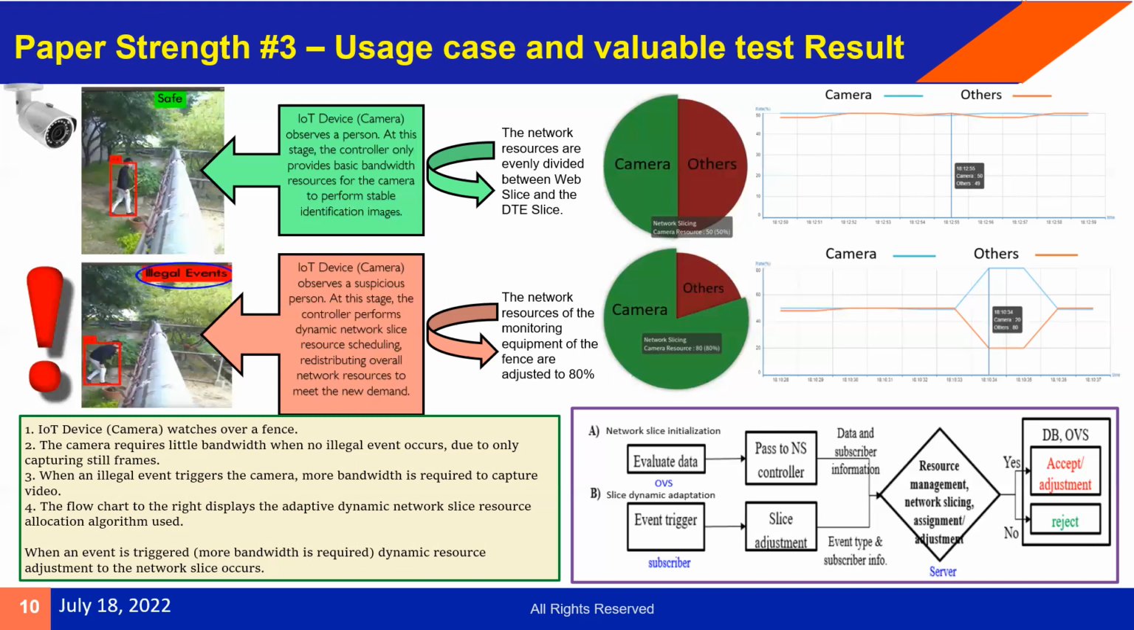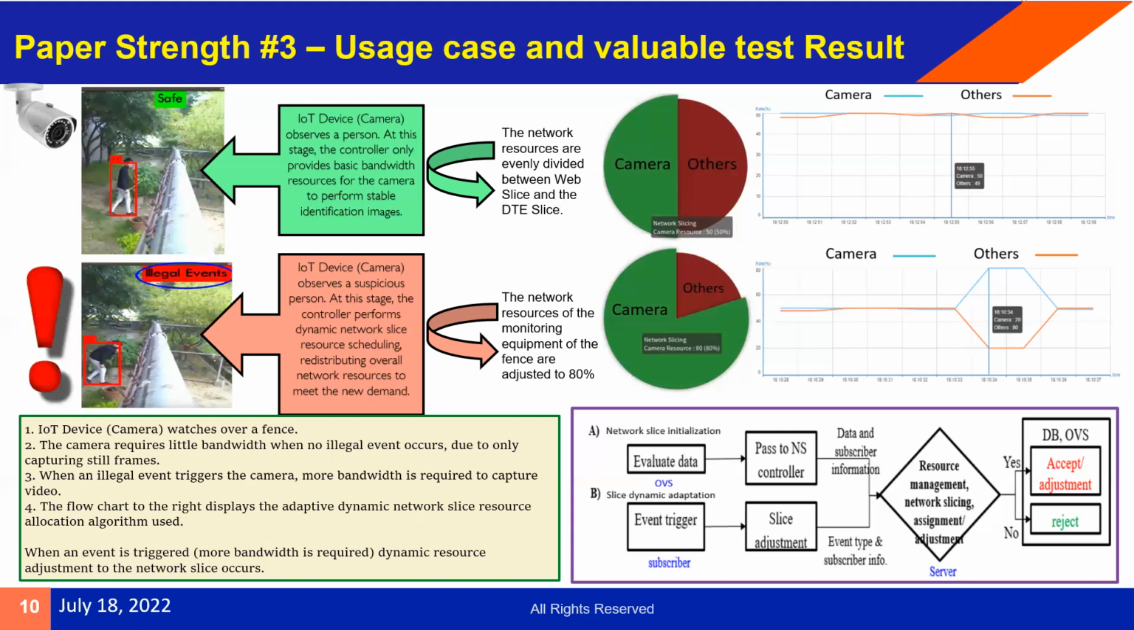Now, when an illegal event happens, such as a suspicious person approaching the fence, the IoT device camera observes a suspicious person, and at this stage, the controller performs dynamic network slice resource rescheduling, which is going to redistribute the network resources in order to meet the demand of the camera, which is now demanding more bandwidth because it's going to deliver more frames per second, which would be full video. Moving to the right side of the graphic, you see that the pie chart is growing for the green, which is the camera resources. However, it is shrinking for the other devices on the network, which shrinks down to 20%.